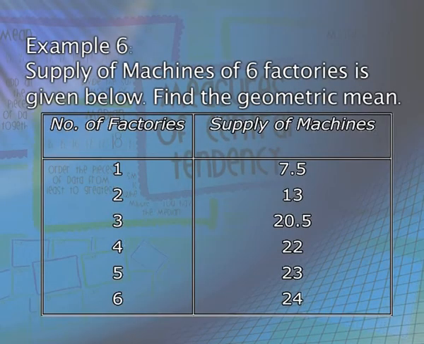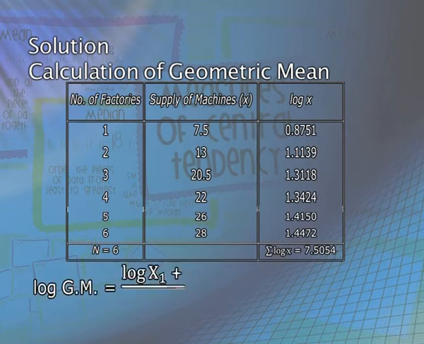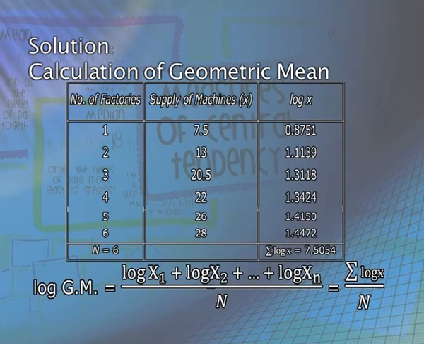So for this, we have an example here. Supply of machines of 6 factories is given below. Find the geometric mean. Now let's see the solution here. Calculation of geometric mean can be done using this table. So finally, let's put up the formula. Log GM is equal to log x1 plus log x2 plus log x3, so on till log xn. The whole thing is divided by n.